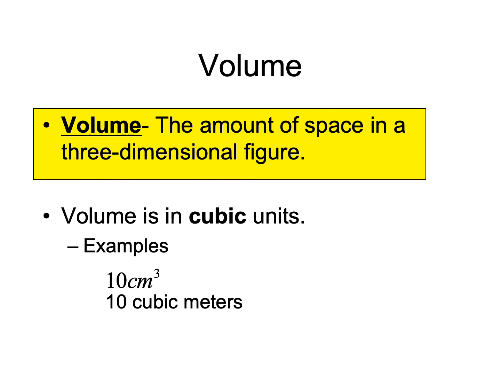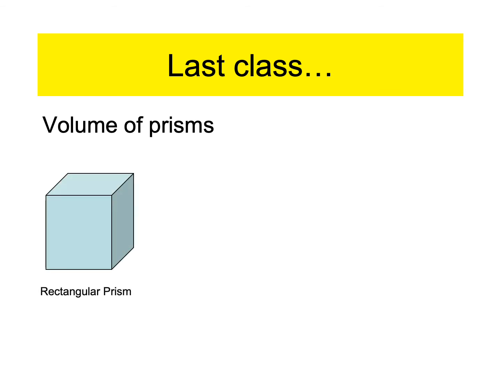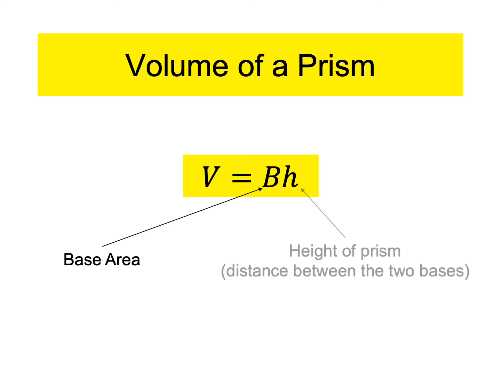Okay. So last class we did volume of prisms, both rectangular prisms and triangular prisms. And if you recall, for any prism, the formula in the book is V is equal to capital B times H, where B stands for the base area and H stands for the height, or the distance between the two parallel bases.